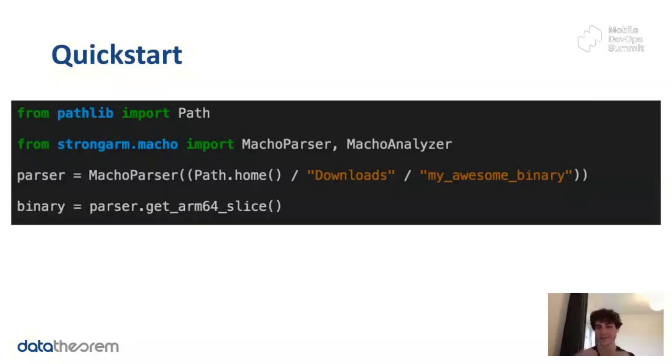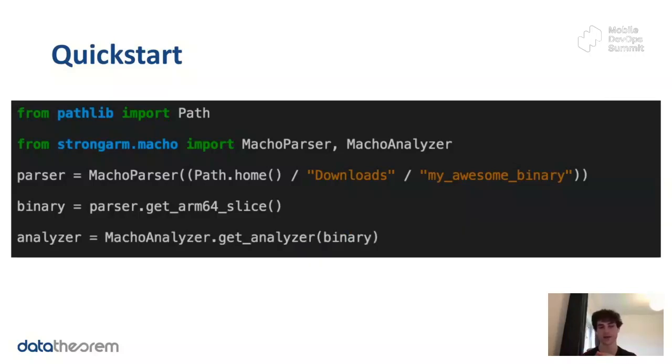After that, we need to get a binary out of that parser. I'm going to skim over the details here because it's not so important. But essentially, Apple lets you package two Mach-Os into the same file. It's a concept called a fat Mach-O. So you could have a single file that contains a 32-bit executable and a 64-bit executable. The details aren't important, but essentially we're going to ask that parser to give us the 64-bit slice. Okay, we've got our binary.